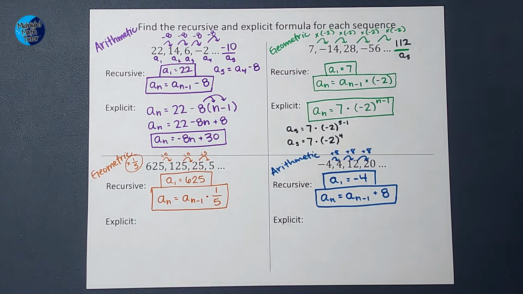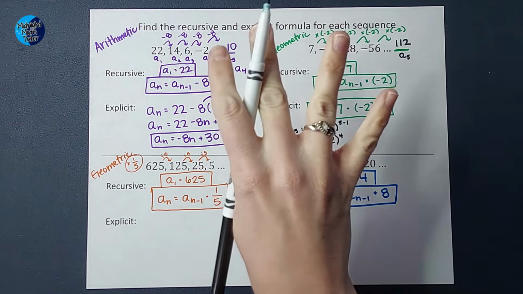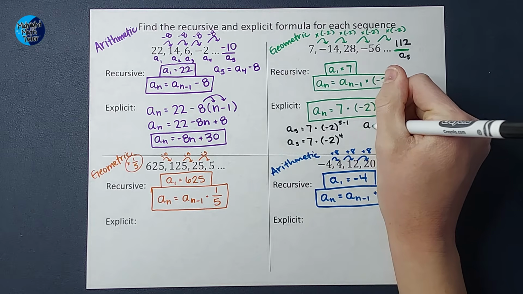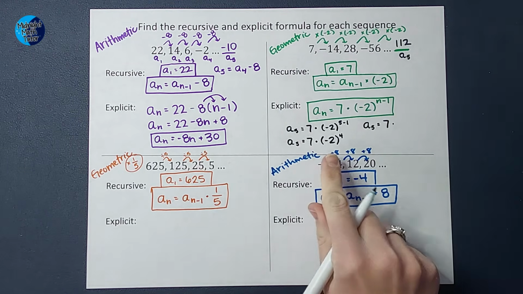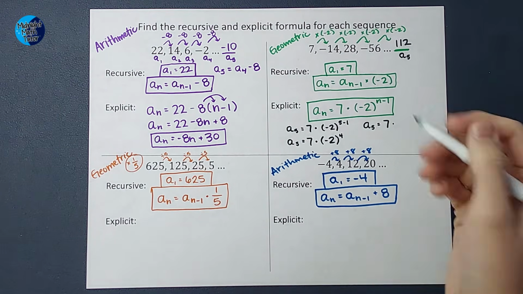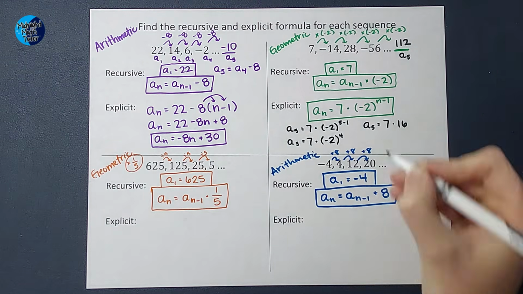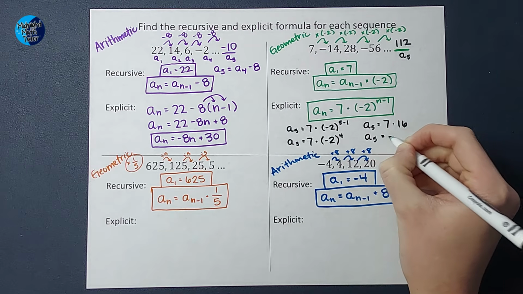Okay, doesn't that make sense? That's what we did. We multiplied by -2 4 times. So when I do that, I get A sub 5 equals 7 times -2 to the 4th power. You can work it out, plug it in your calculator. It ends up being 16. And then 7 times 16 gives me, guess what? 112.